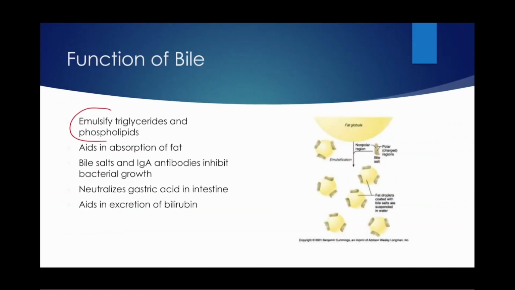Function: emulsify the fats in our food, which helps with the absorption of fat. We have bile salts and IgA antibodies that inhibit growth. It neutralizes the gastric acid in the intestine as well, and aids in the excretion of bilirubin. We just put it in the salt and we can get rid of the bilirubin that way.